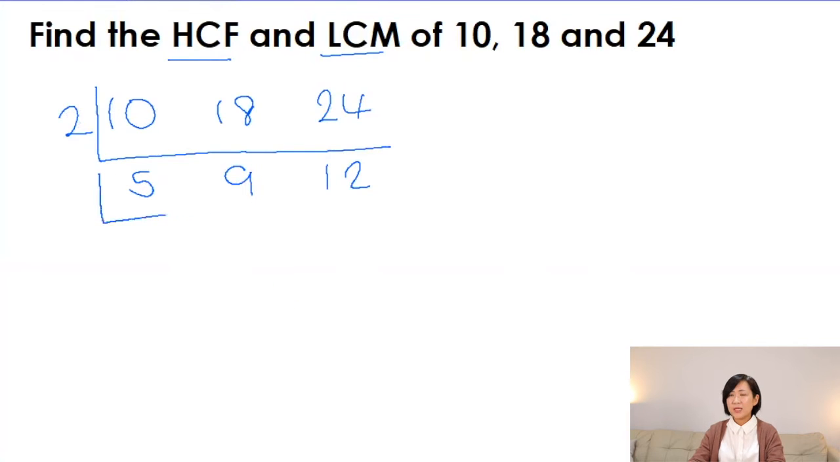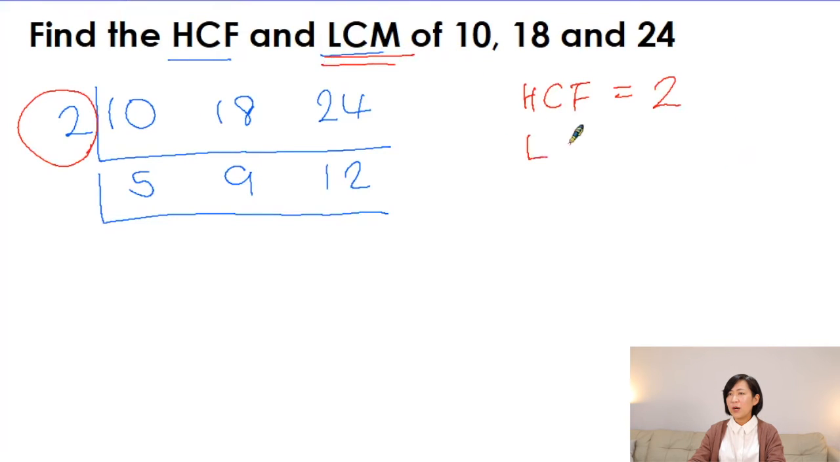Now, let's think about what is the common prime factor of 5, 9, and 12. We can't find any more, right? Then we need to stop here because we already found our HCF. That is 2. But we haven't found our LCM, so we need to carry on with our ladder method. This time, to find the LCM, if you can see a common prime factor of any two numbers, then you can carry on. So let's see. We focus on only 9 and 12.